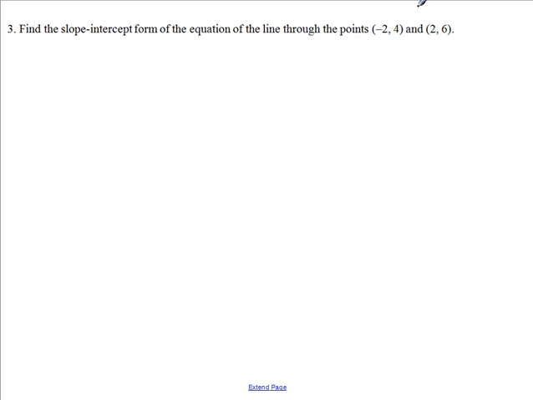We have 2 points and we want to find the slope, so we can use the slope formula: m equals y2 minus y1 over x2 minus x1. But which one is x1, y1, and which one is x2, y2? So let's label them. Maybe the first point is x1, y1, and the second one would be x2, y2.